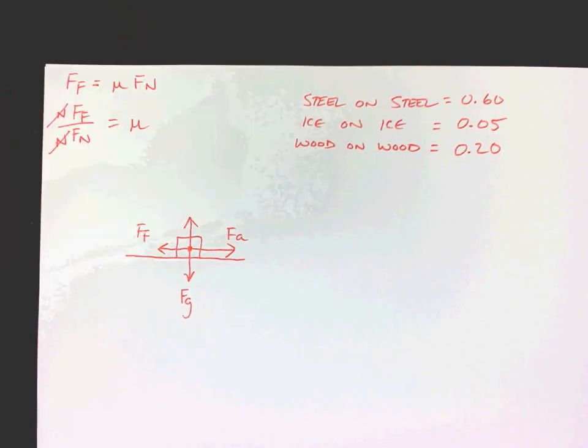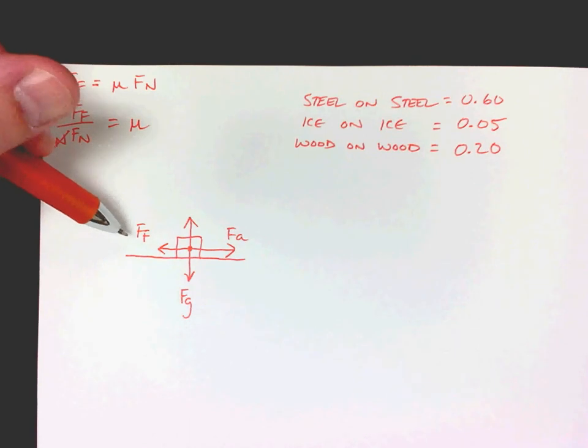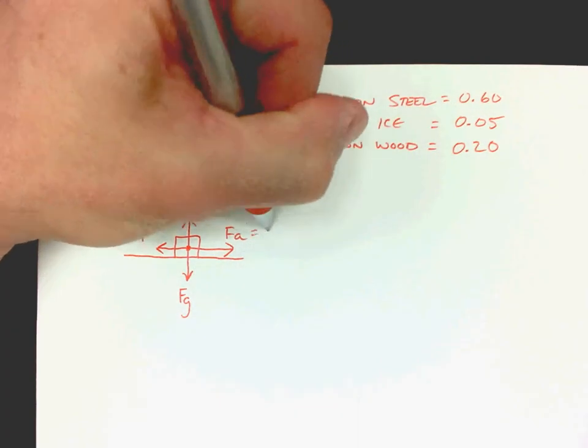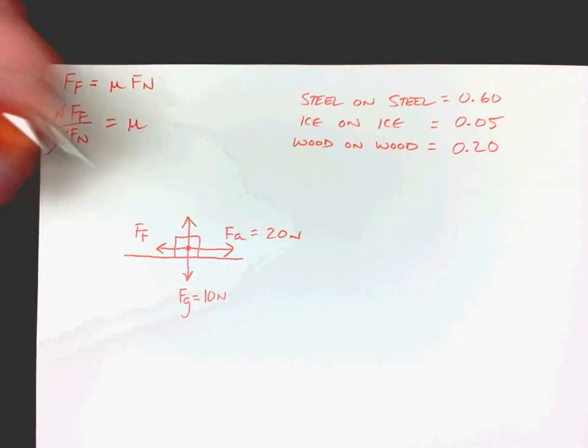So we've had things like this. Basically, we've labeled frictional force, but we haven't done anything with it mathematically. So that's what changes now. So I'm just going to put some values in here. Let's just call this 20 newtons. Let's call FG 10 newtons.